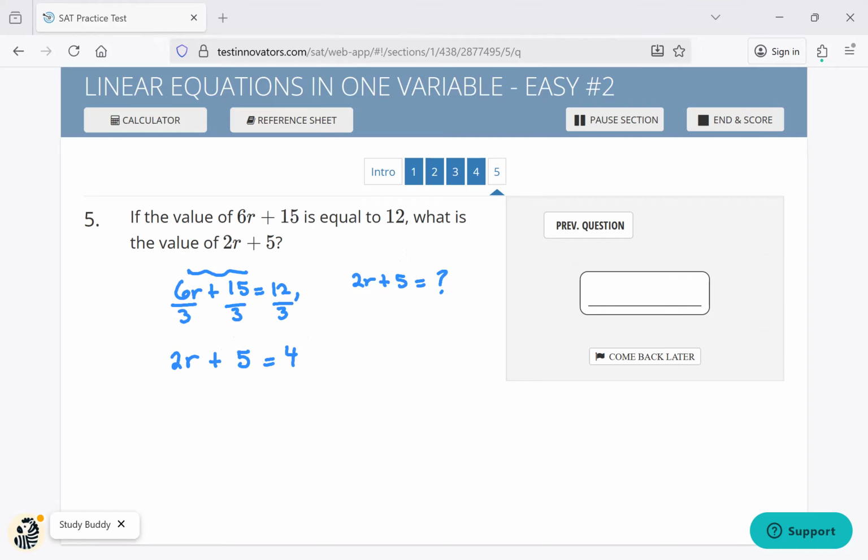As you can see, we have our answer. 2r plus 5 is exactly equal to 4. You don't need to solve for r if you don't have to. You don't have to do more work than you have to. So my answer is 4. Especially on the SAT when you have very limited time.